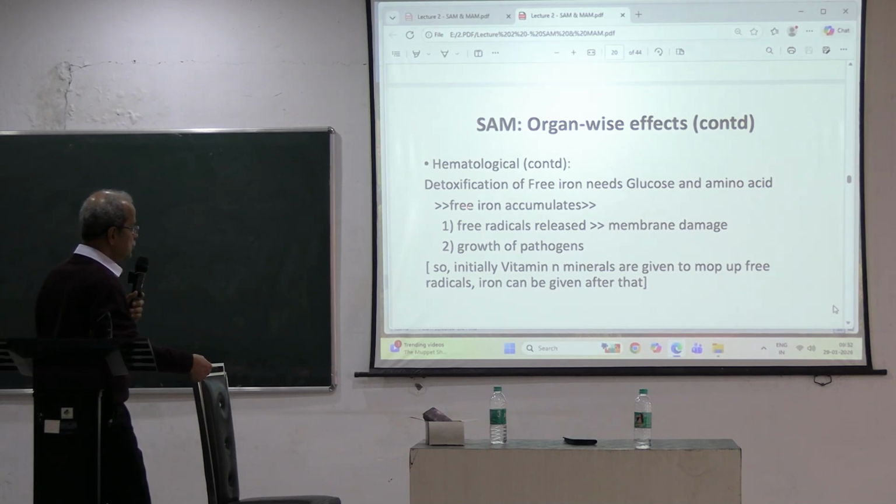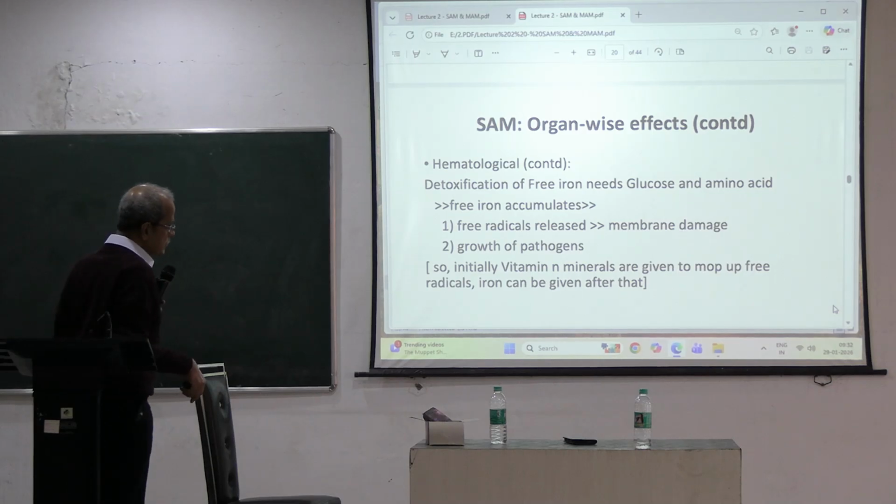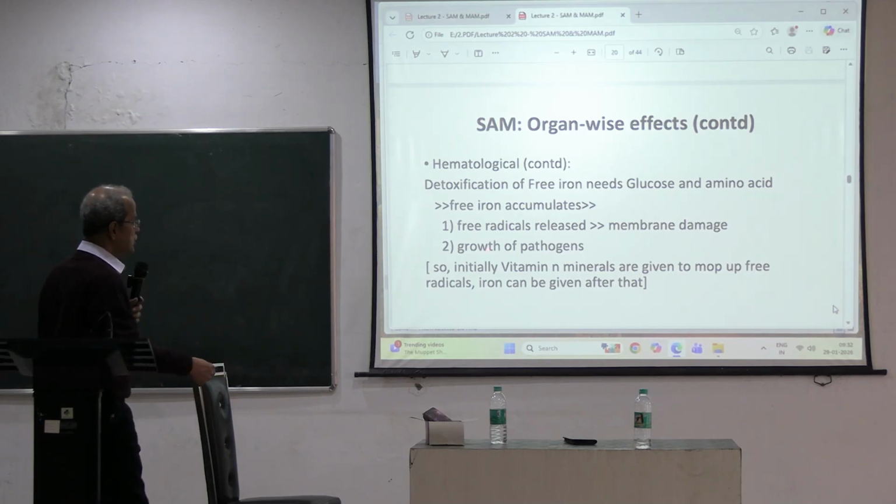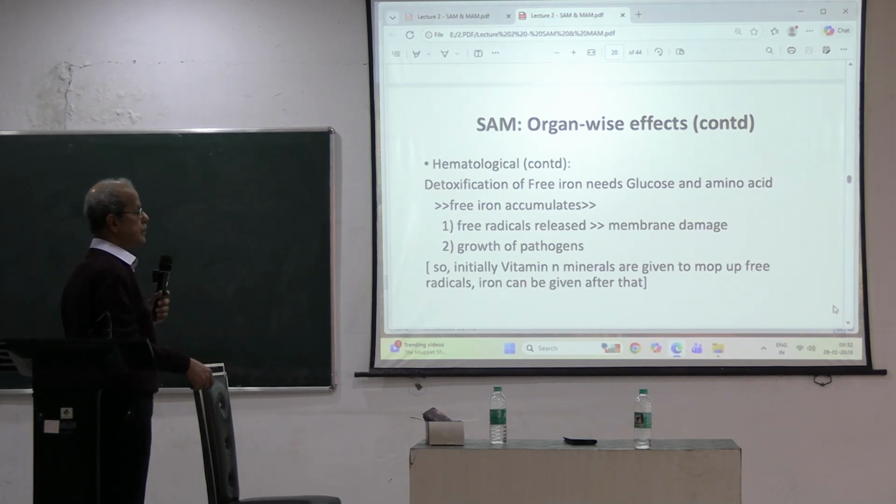Due to the free iron, two things happen. One is that free radicals are released. Free radicals damage the membranes, and that often leads to edema, because the vascular wall gets damaged and fluid comes out, and there is growth of pathogens. This is the effect of the free iron. So initially, you do not give iron. If you want to treat a case of malnutrition, you do not give iron for the first 7 days. For the first week, only give vitamins and minerals to mop up the free radicals. Iron is given after 7 days.